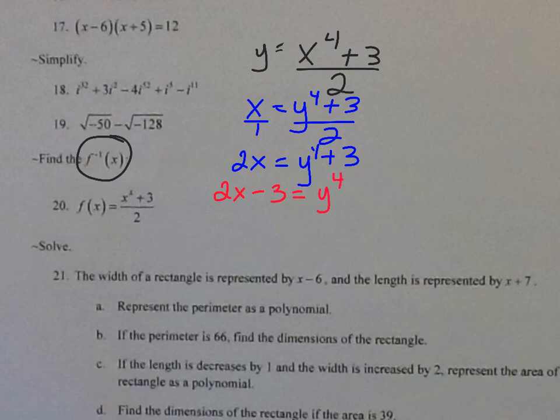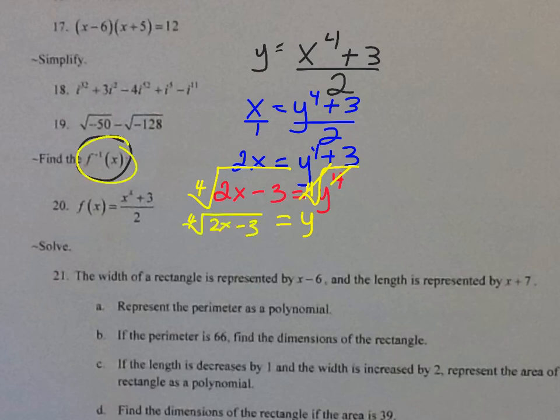Now, to get rid of a 4th power, you have to 4th root it. So I have a 4th power, so I need to 4th root it. So the 4th root of both sides, that takes care of that. So I get y equals the 4th root of 2x minus 3. Now I write it as an inverse. So the inverse of f of x is equal to the 4th root of 2x minus 3.